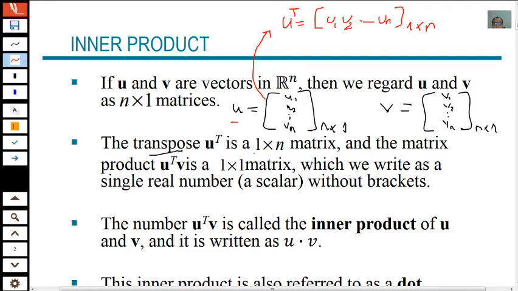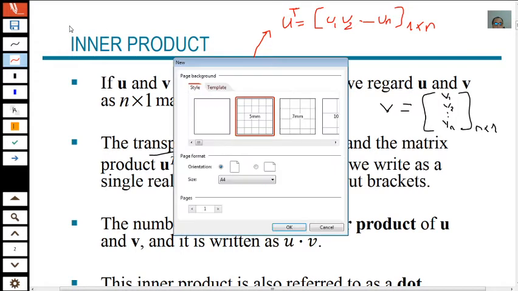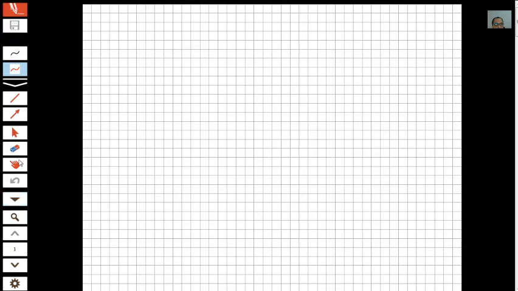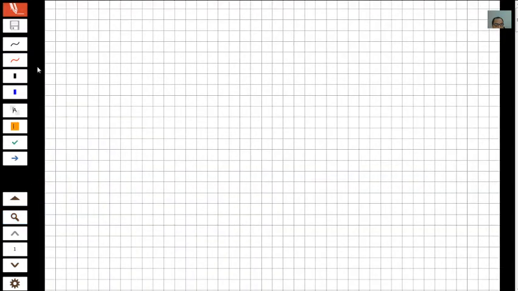So the transpose is a 1 by n matrix, and the matrix product of the transpose of u and v is a 1 by 1 matrix. Let's see. Let's open a new document first. So for the transpose of u and v, we apply matrix multiplication.